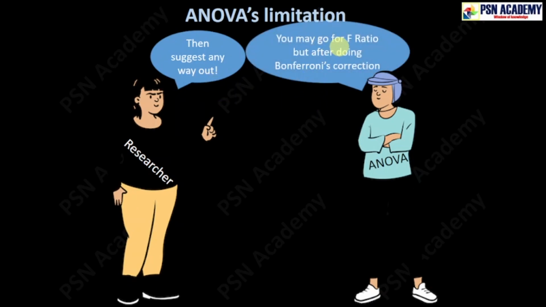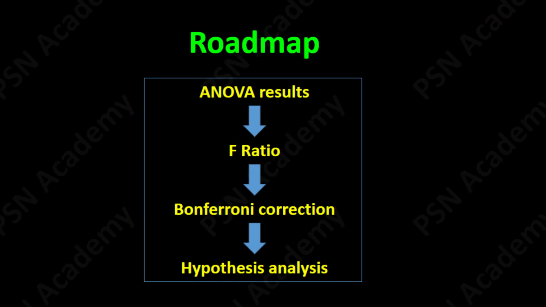ANOVA says that you may go for F ratio, but after doing Bonferroni's correction. This is one of the tests that ANOVA suggests. That is why it is telling you may, right? There are some other tests also based on the situations. So, we follow ANOVA's suggestion at this moment.